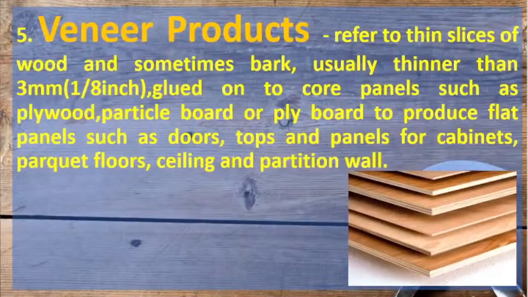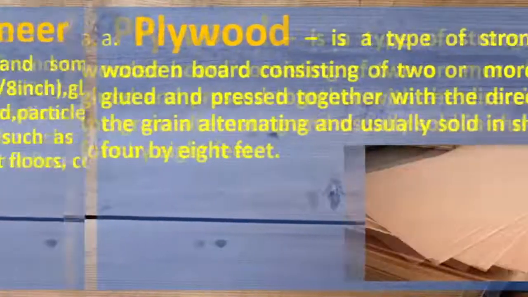Veneer products refer to thin slices of wood and sometimes bark, usually thinner than 3 mm or 1/8 inch, glued onto core panels such as plywood, particle board, or plyboard to produce flat panels such as doors, tops, and panels for cabinets, parquet floors, ceiling, and partition wall.